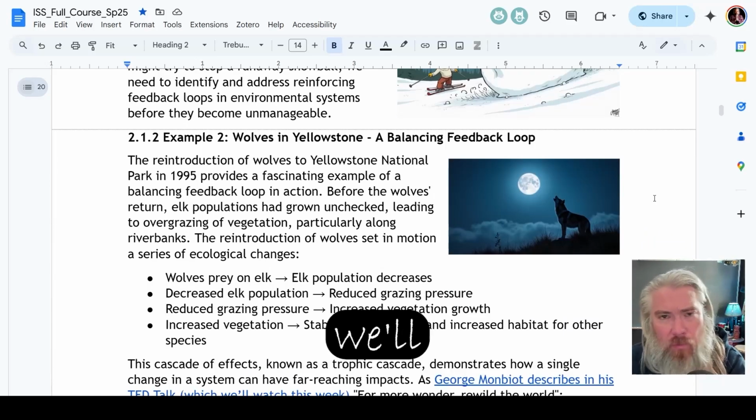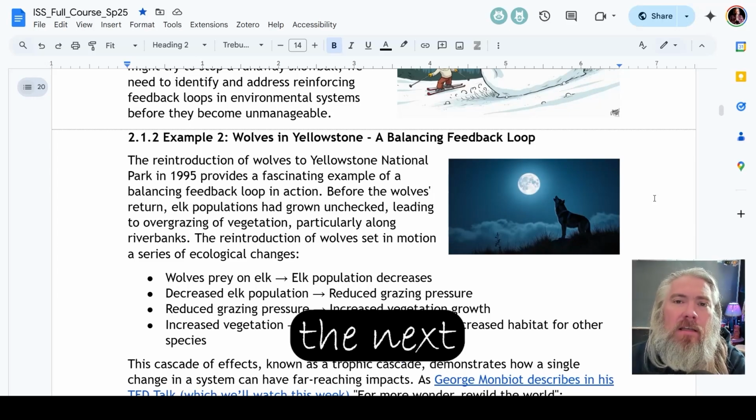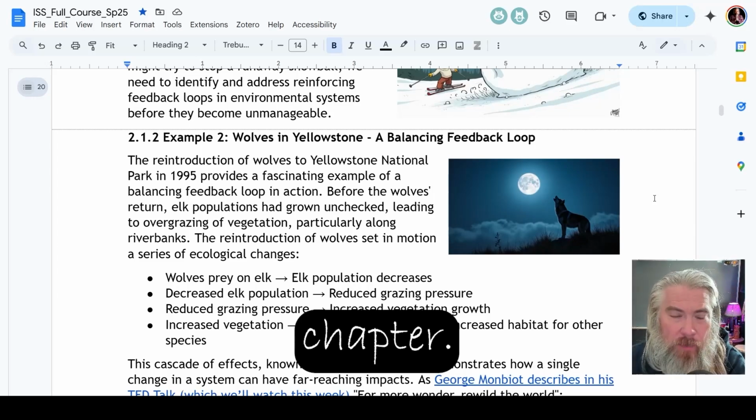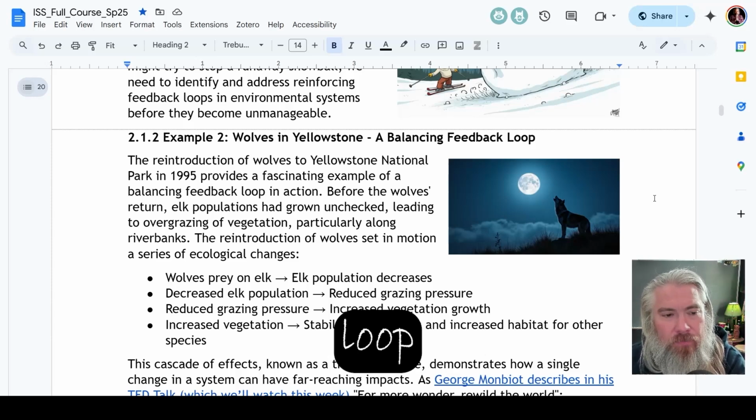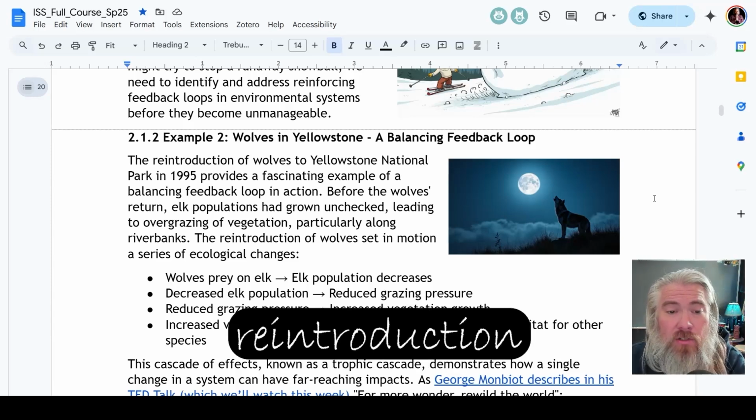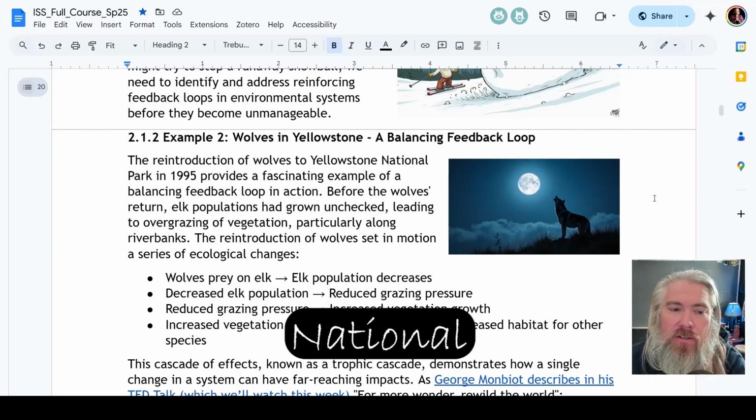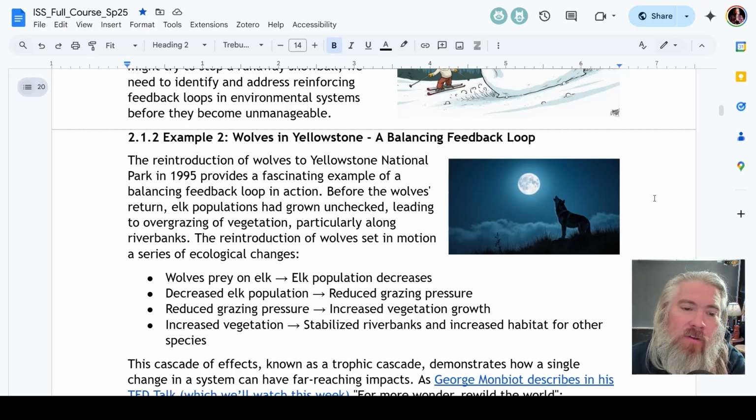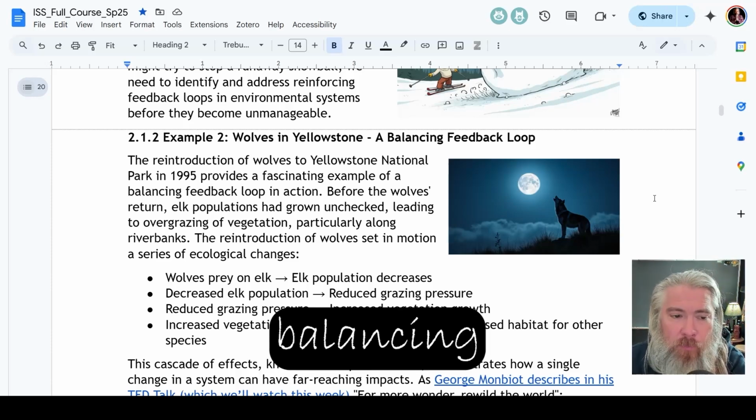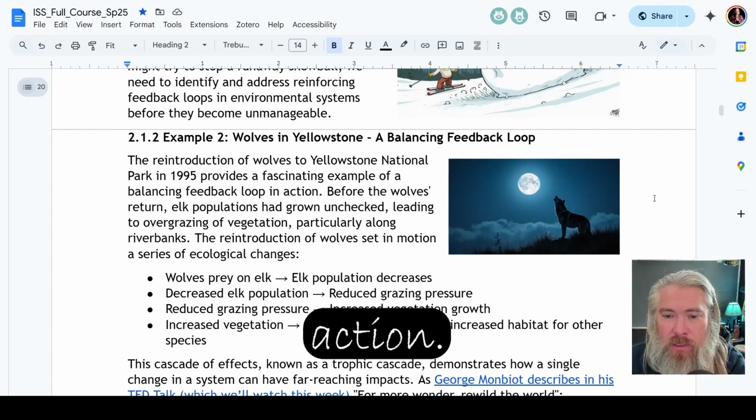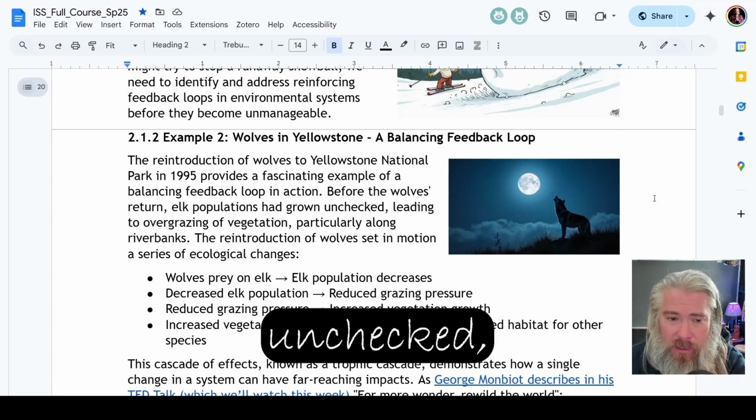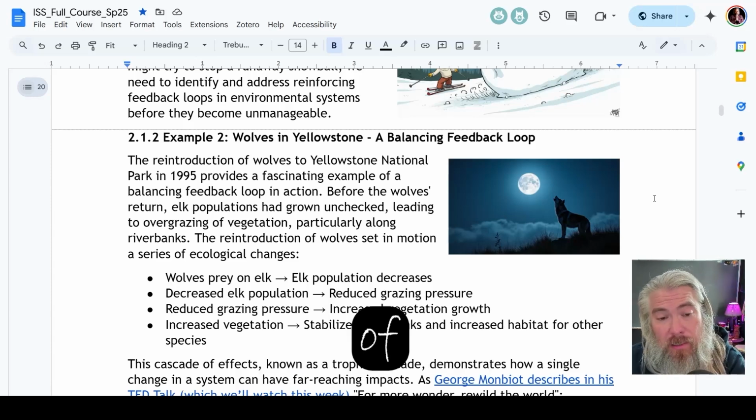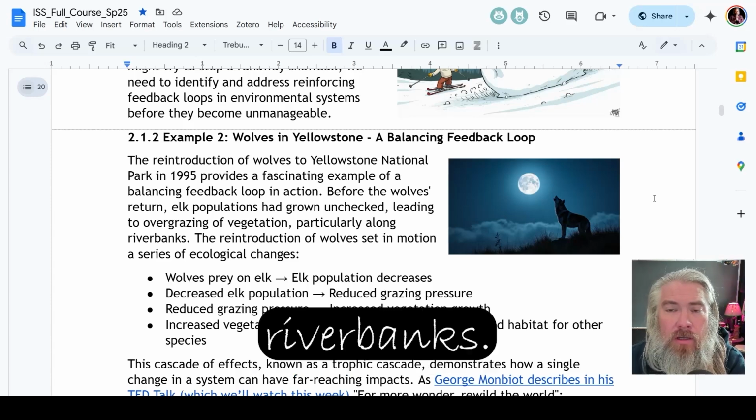Example 2, and we'll look at this example again in the next unit, or the next chapter. Wolves in Yellowstone, a balancing feedback loop. The reintroduction of wolves to Yellowstone National Park in 1995 provides a fascinating example of a balancing feedback loop in action. Before the wolves' return, elk populations had grown unchecked, leading to overgrazing of vegetation, particularly along riverbanks.